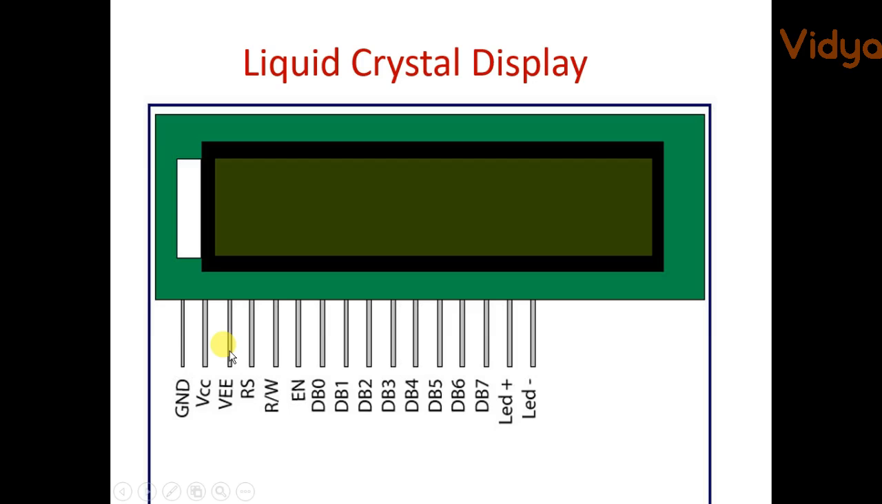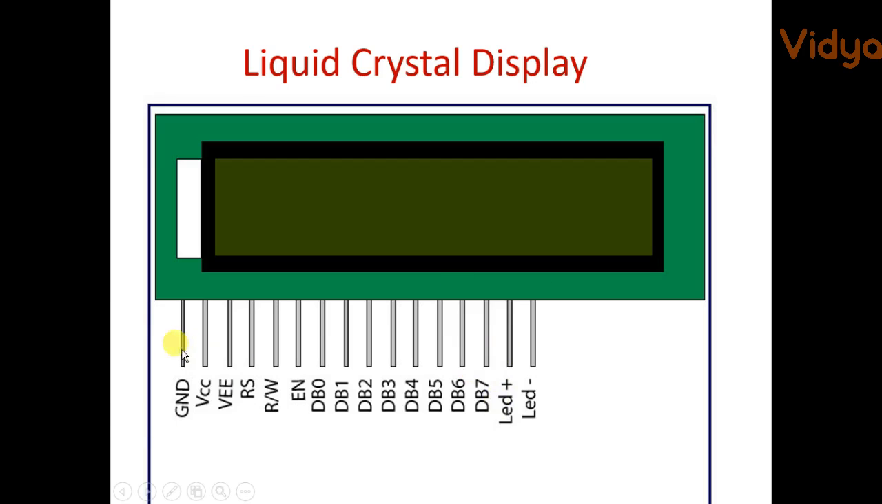The more this pot is towards the ground side, the greater the contrast, and if the pot is towards VCC side, we will get a lesser contrast. Pin number 15 and 16 are for the backlight LEDs. If you have a green backlight or yellow backlight LED, it will look like this. When you connect LED plus and LED minus to VCC and ground, that backlight turns on. If these pins are not connected, it does not affect the regular working of LCD. But if we give proper connection to the backlight, then it increases the readability of the LCD.